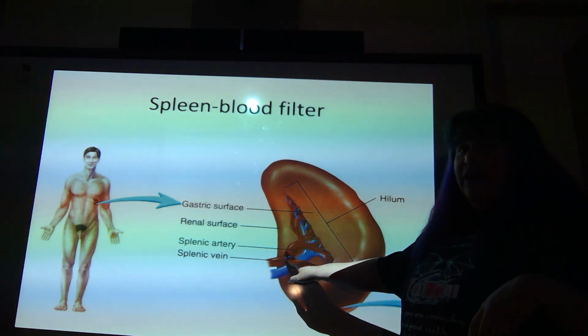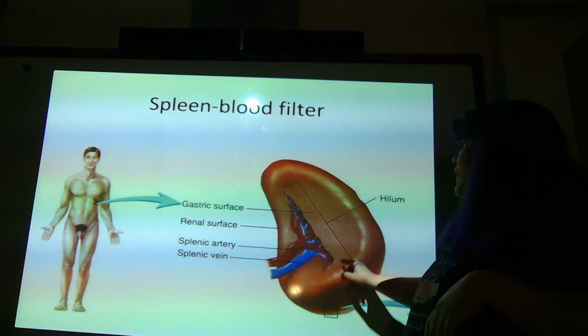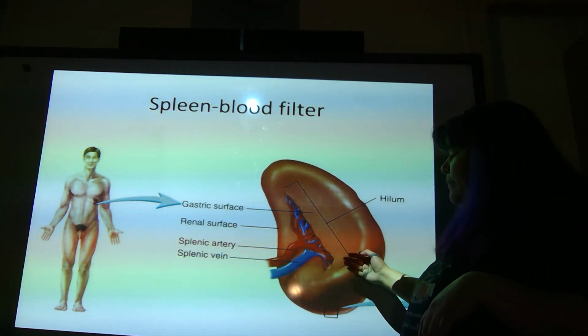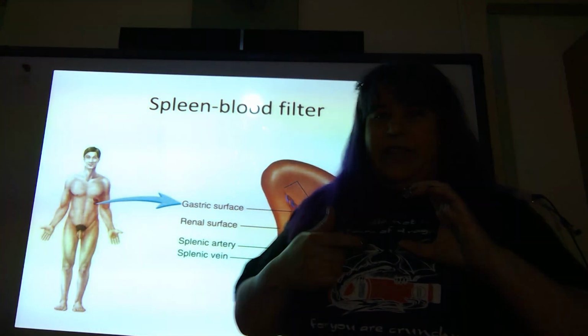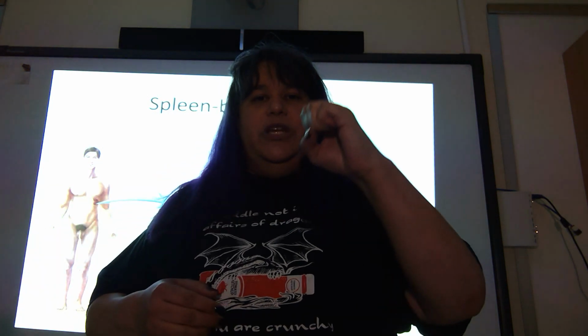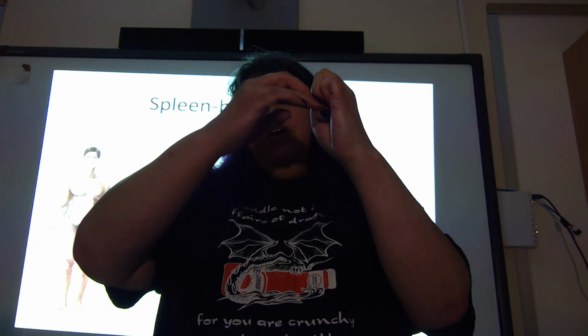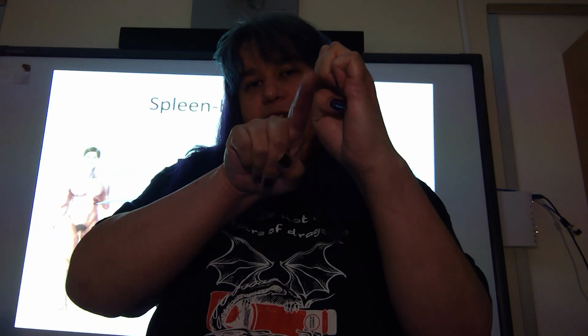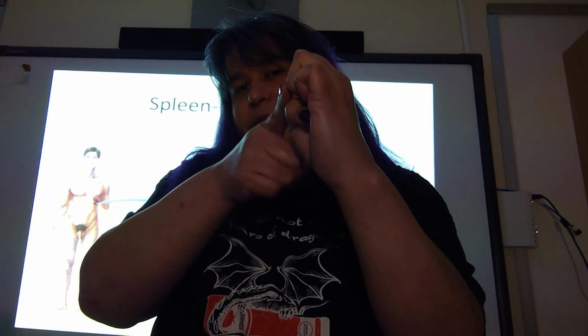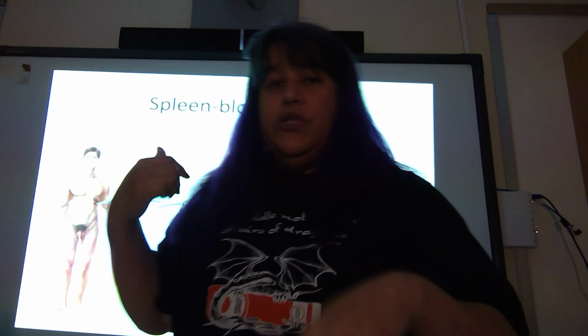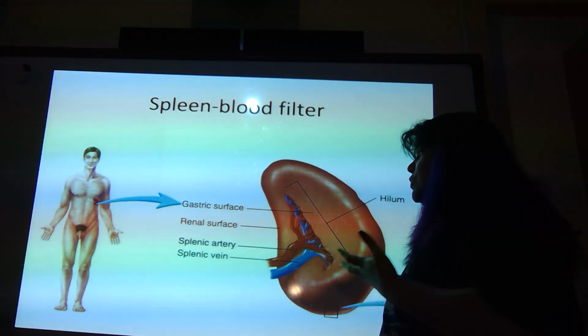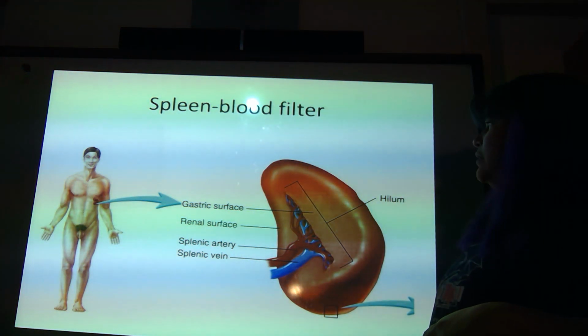You've got the splenic artery and the splenic vein, and then the hilum is where everything is going in. It's the indentation. So if I've got arteries and veins coming in right here, do you see that little indent right there? That would be the hilum. So that's what you have when it comes to the spleen.